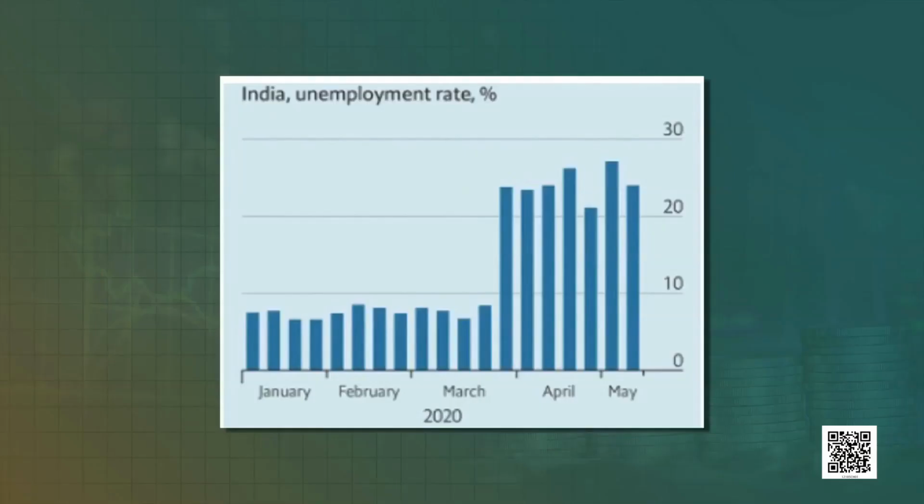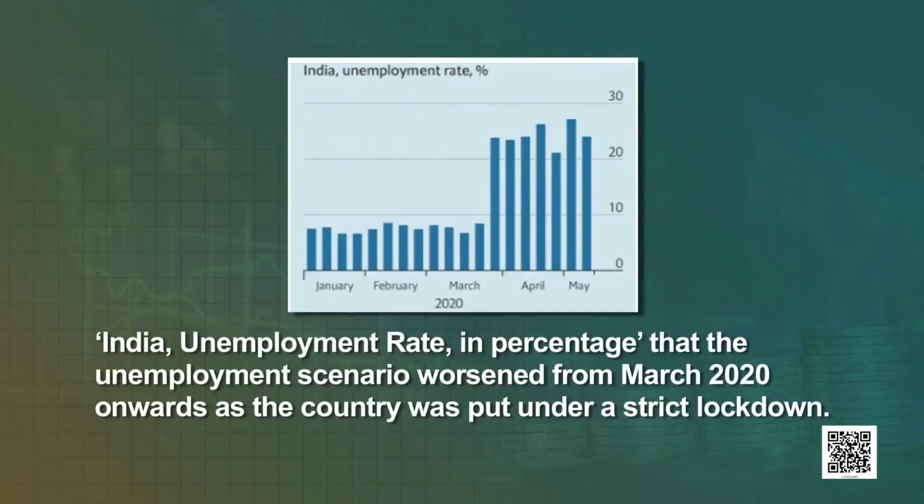Learners, you can see in the diagram India's unemployment rate in percentage that the unemployment scenario worsened from March 2020 onwards as the country was put under a strict lockdown. Data from private forecaster Center for Monitoring Indian Economy, CMIE, showed that the unemployment rate rose from 8.75% in March to a staggering 23.5% in April. In the month of April alone, 122 million Indians lost their jobs. Among them, as per CMIE data, were 27 million youth in the age group of 20 to 30 years, a dire employment scenario.